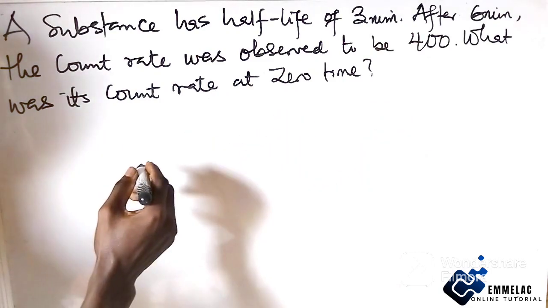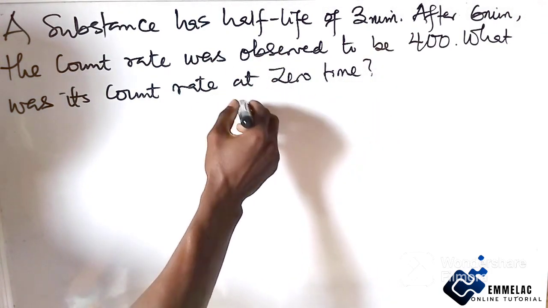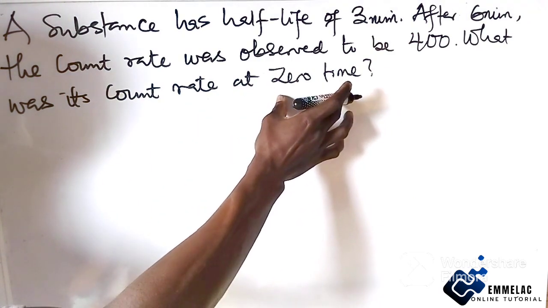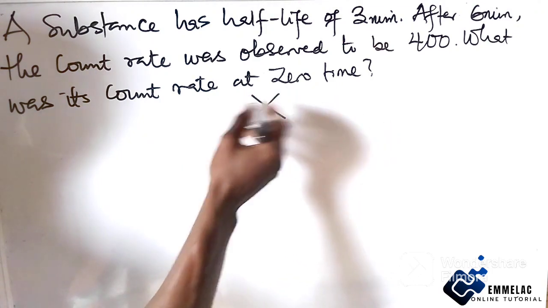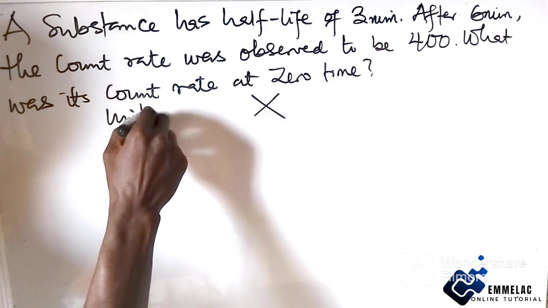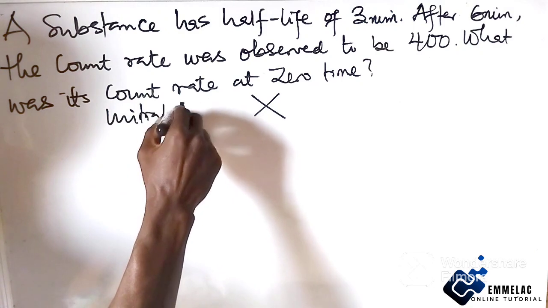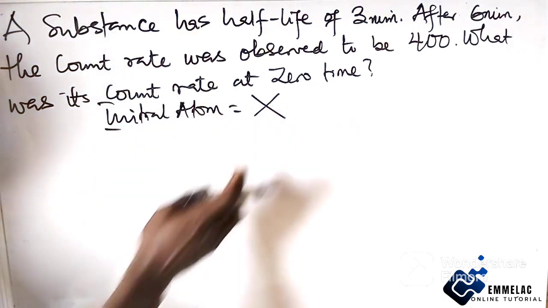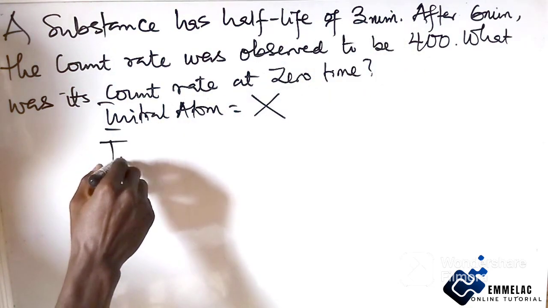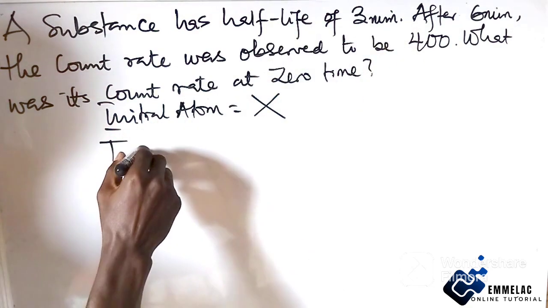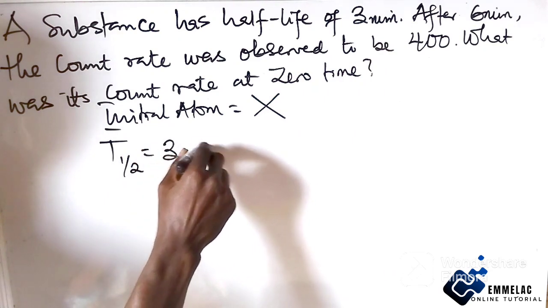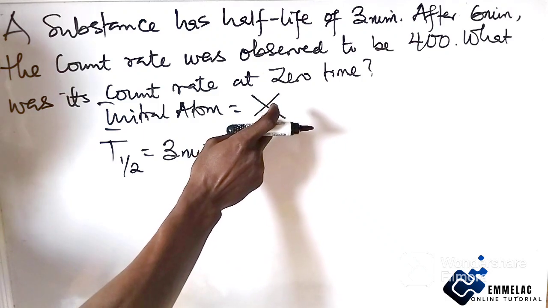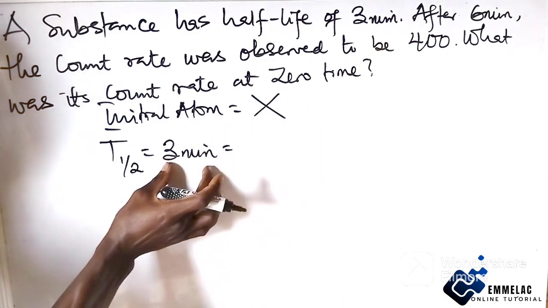Now let us assume that the initial atoms present at 0 time is x. So let's be this: initial atoms present equals what? X. All right. So now the half-life, which is 3 minutes, means that half of this has now disintegrated at 3 minutes.